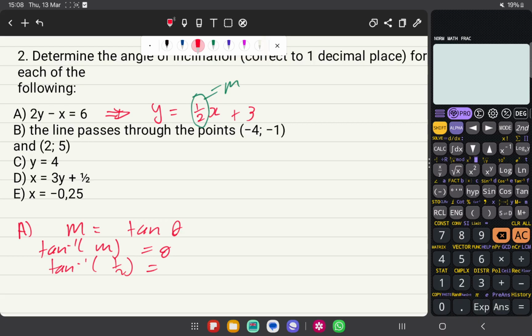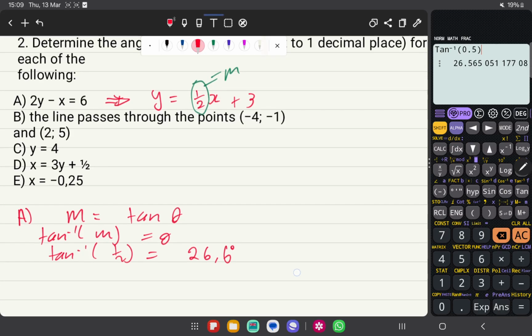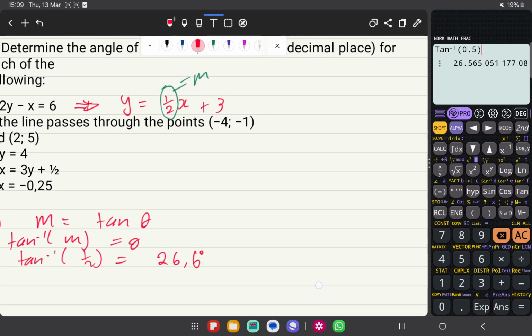So I go here, shift tan 0.5, which is half, right? And I'm getting 26.6 degrees, right? That will be the answer for the first one. Cool.